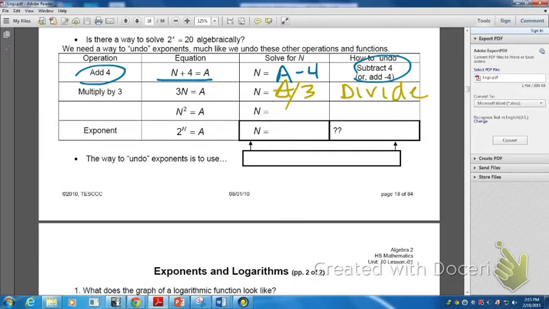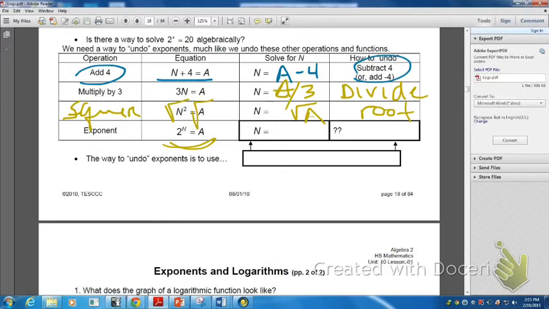Let's look at the next equation. It's n squared. How are we going to solve that for n? We're going to have to root it. So we start with the square, and we have to take the root, right? If we take the square root of both sides, we get n equals the square root of a.